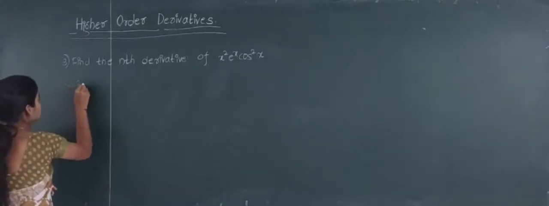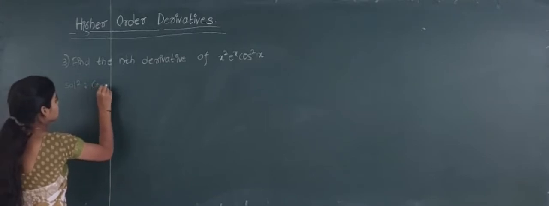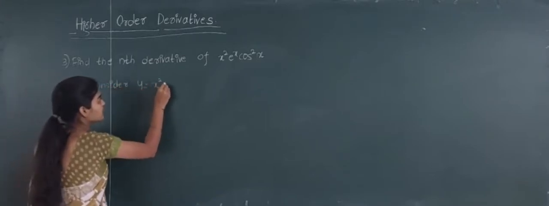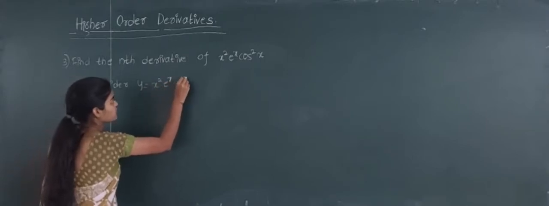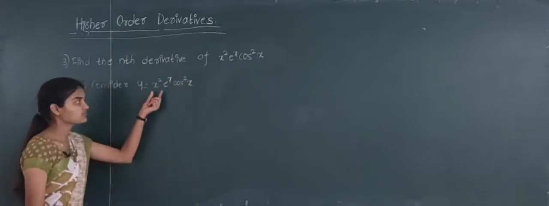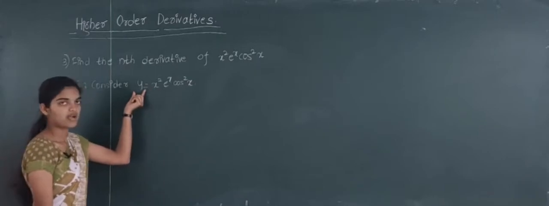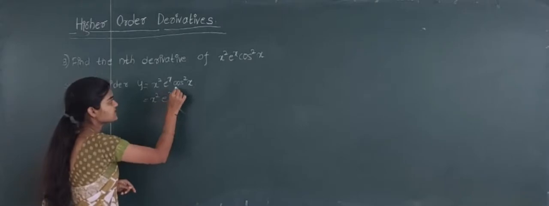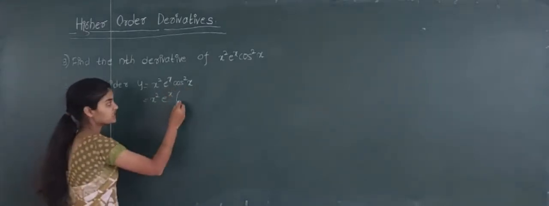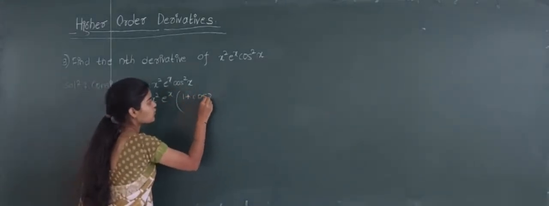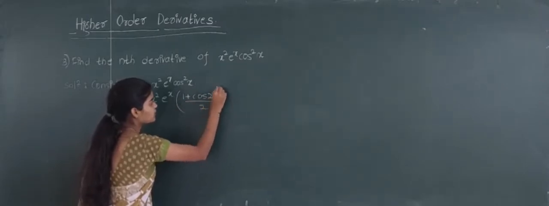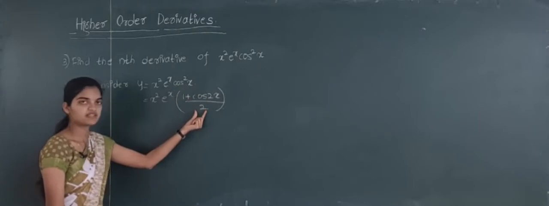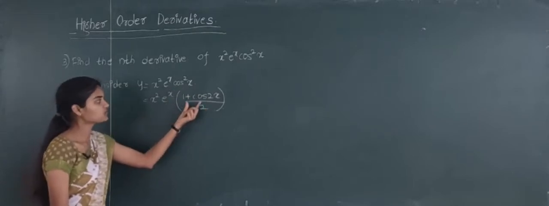So in the solution I will consider y is equal to x square e raised to x into cos square x. So the given function I have considered as y. Now I will take x square e raised to x as it is, and this cos square x I will consider as 1 plus cos 2x divided by 2. Yes, cos square x is nothing but 1 plus cos 2x divided by 2. Now take this term inside.